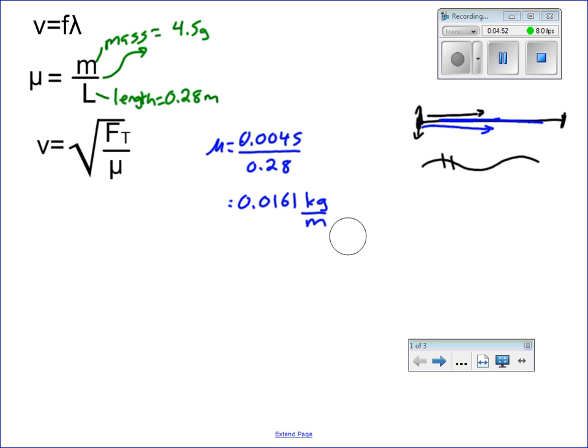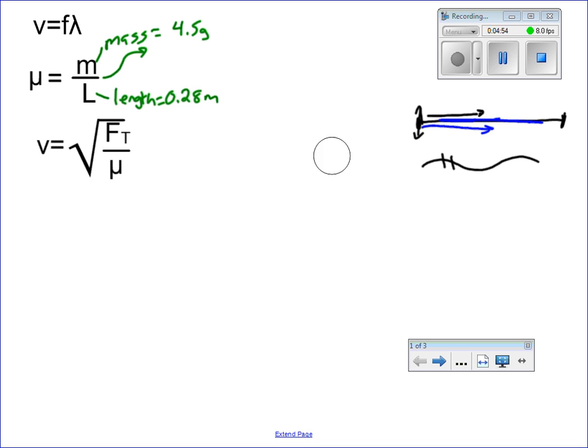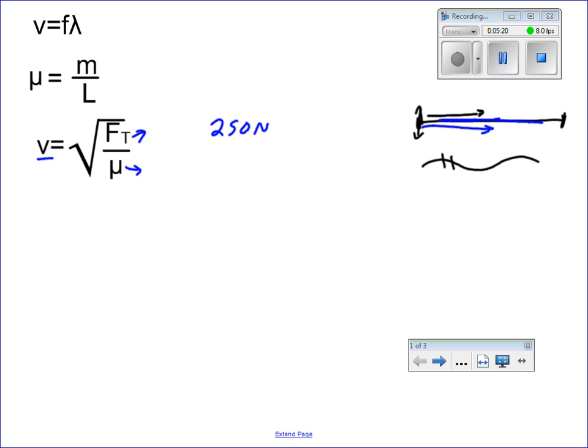Now, to tie that in to the force of tension acting on the string, what we find is the speed that the wave travels down the string is actually the square root of this ratio: the force of tension divided by the linear density. All right, so again, you plug some numbers in there. If I put 250 newtons, now let's play with 250 newtons, and the linear density, what did we just get?